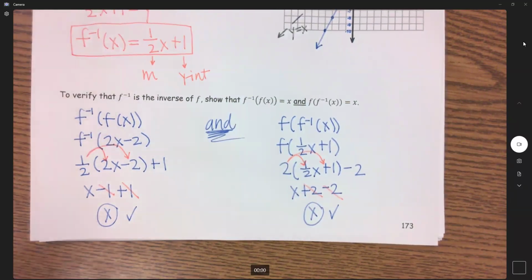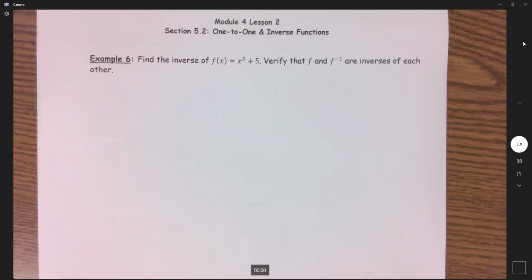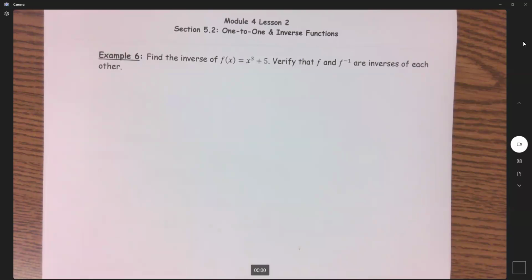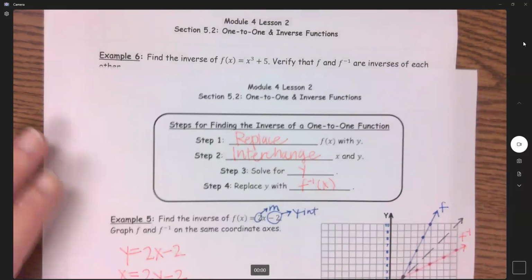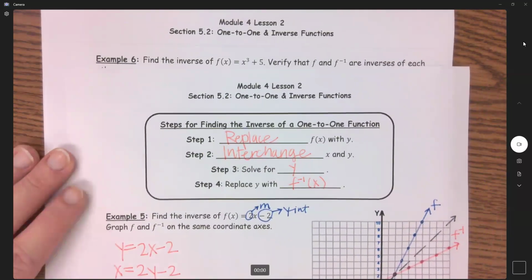Let's continue on to our last example. It says find the inverse of f of x and verify that f and the inverse are inverses of each other. So, looking at our steps, we're going to follow these steps to find that inverse.